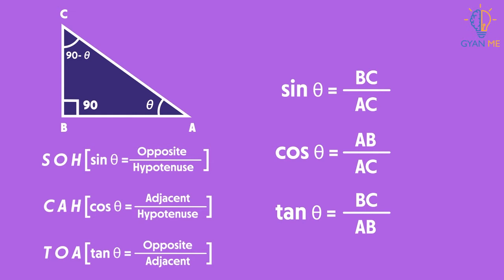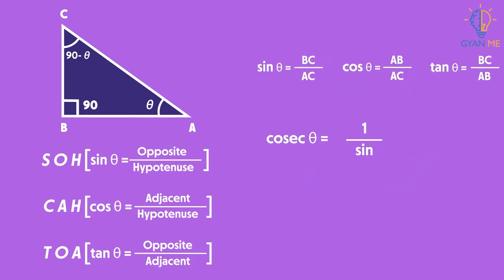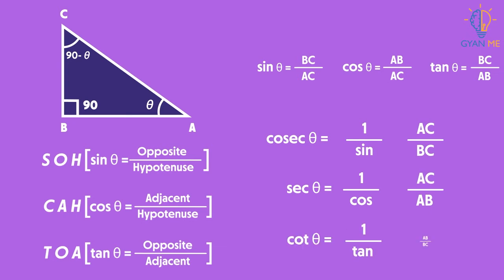Can you find the rest of the three ratios for me? Yes, they are easy. Just take the inverse of the three ratios which are here. So we have cosec theta as AC upon BC, sec theta as 1 upon cos, that is AC upon AB, and cot theta as 1 upon tan, that is AB upon BC.